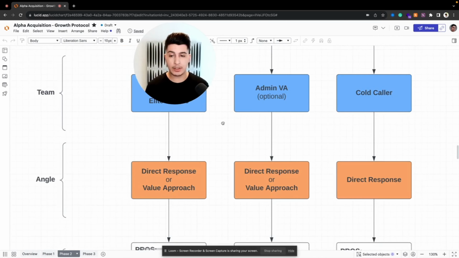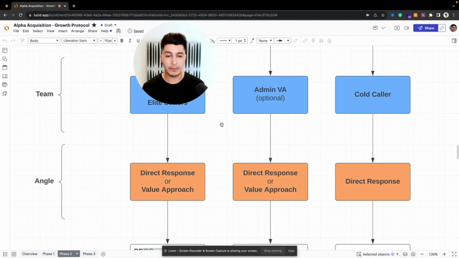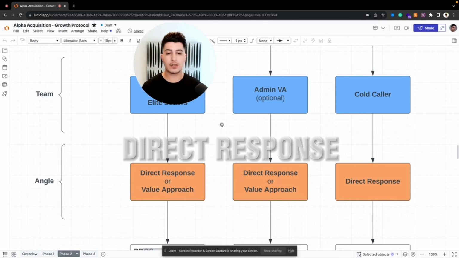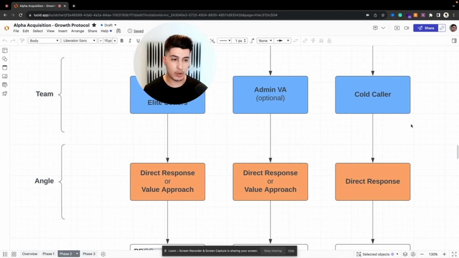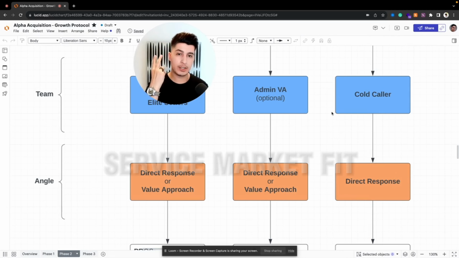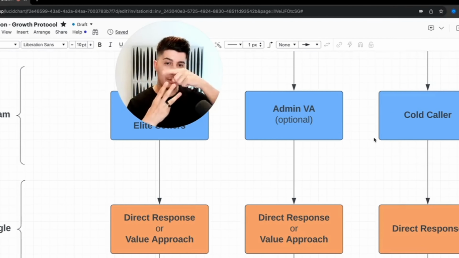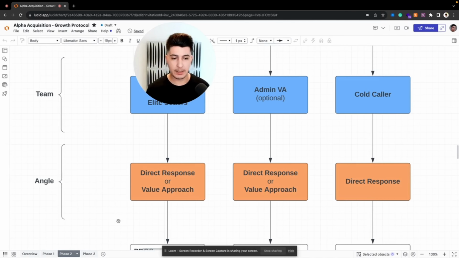And last but not least, we also have the angle. So based on different types of acquisition systems, you might go with direct response or value approach. For example, with cold calling, it's direct response. Most of the time, this is the one that we see working the best. And it's all about your offer, your niche, and your service market fit. Without these three in the equation, making a decision is just guessing, right? So let's look at the impact.